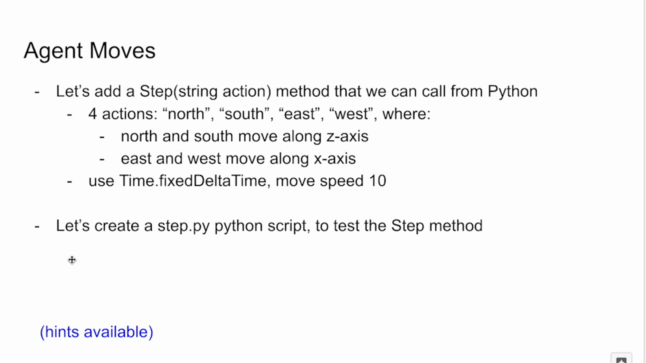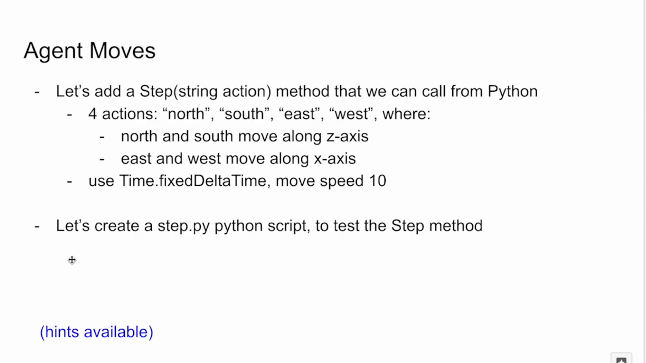And these are non-physics moves. We'll have a move speed of 10, and the delta time will be Time.fixedDeltaTime. And then we need to create a step.py Python script to test this method. There's hints available for this. So if you want to look at the hints, then please carry on watching. Otherwise, if you would like to attempt the task, please pause the video now.